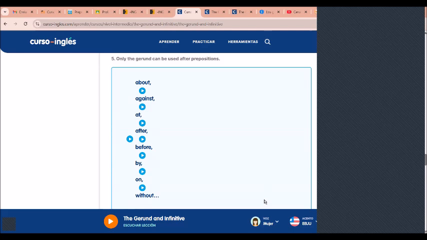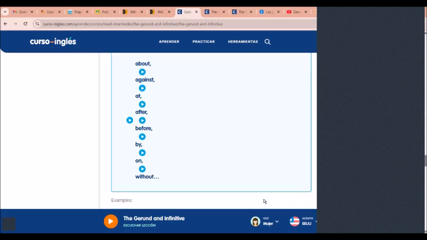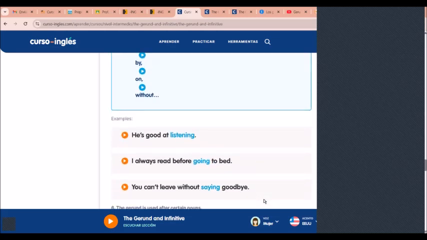The idea here is very different from when we follow prepositions. Let's go with Romina, number 5. And number 5, the only gerund can be used after prepositions: about, against, at, after, before, by, on, without. All right. Now, prepositions, you will see them again, but look at some examples, Dana.